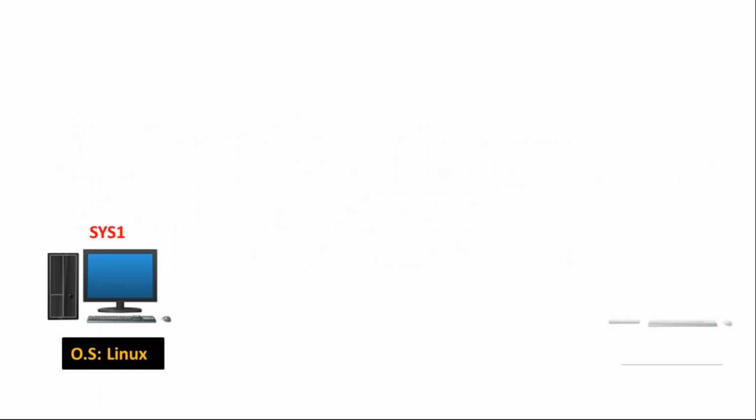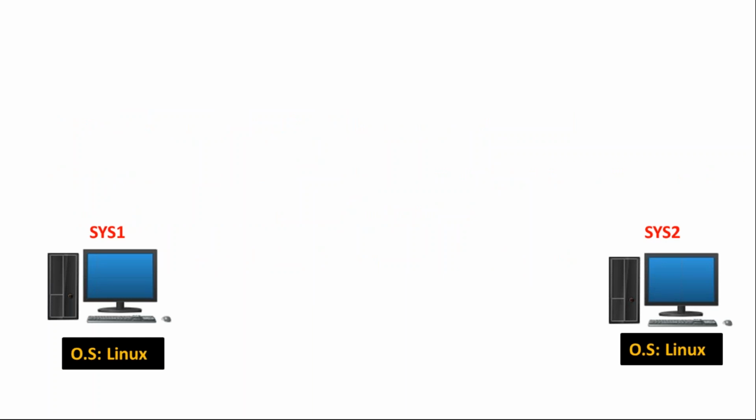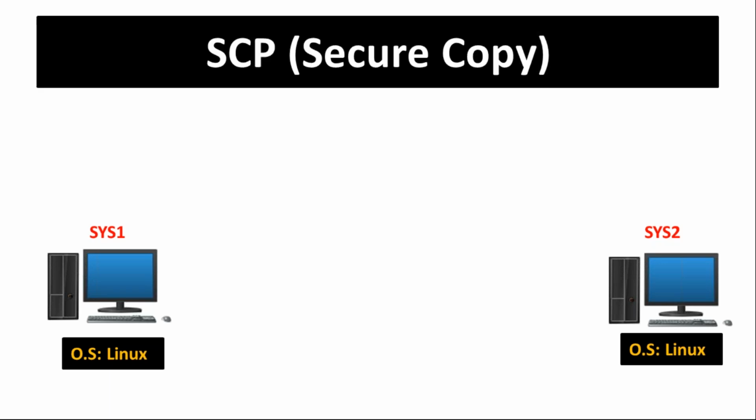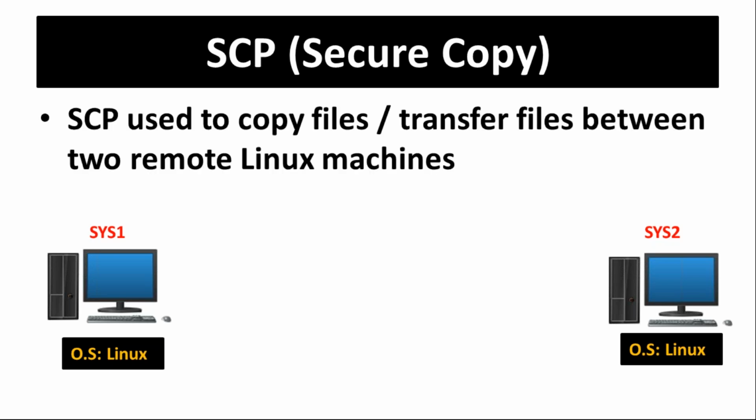Suppose you have system 1 and system 2, both Linux systems. Suppose you want to copy some files from system 1 to system 2. Both systems are in the LAN, and you want to copy files from one system to the other, so we can go for SCP. SCP is nothing but secure copy, used to copy or transfer files between two remote Linux machines. We can go for SCP.